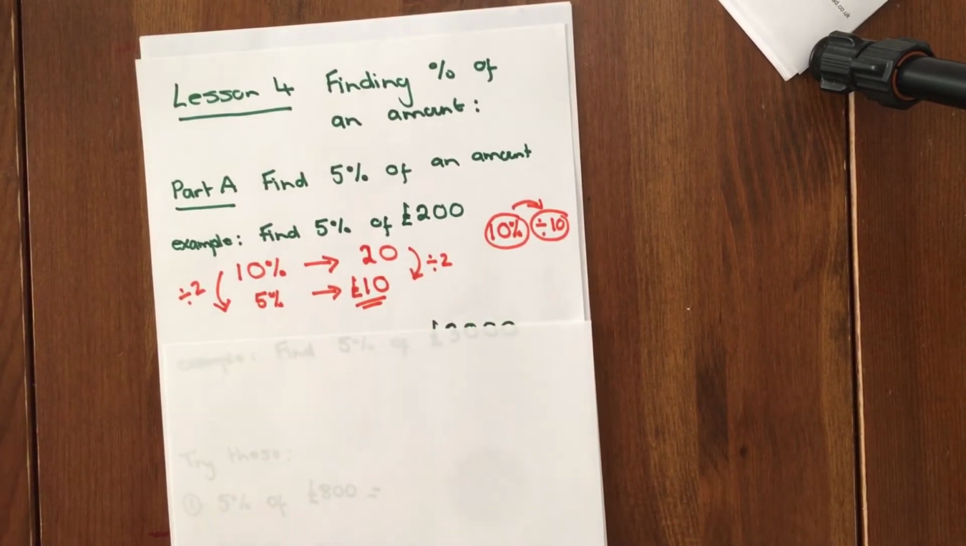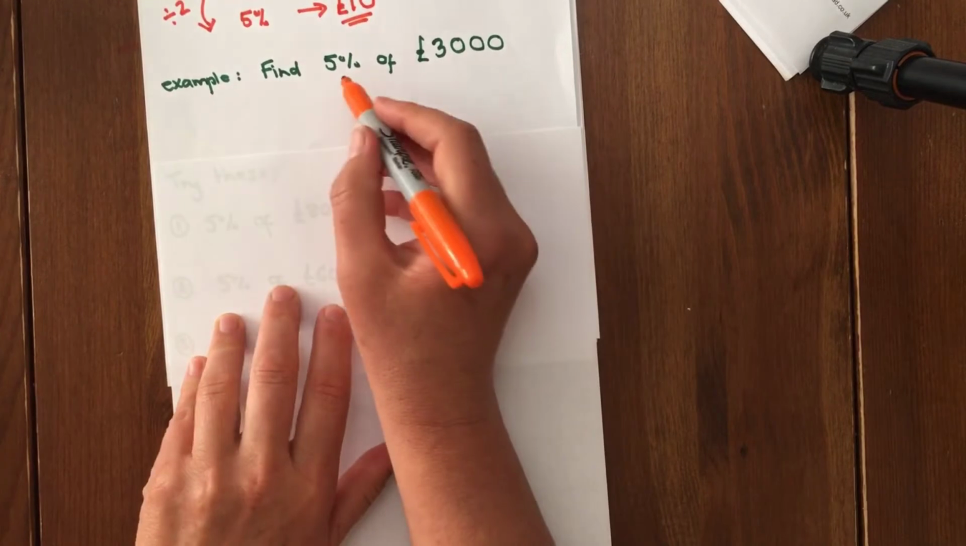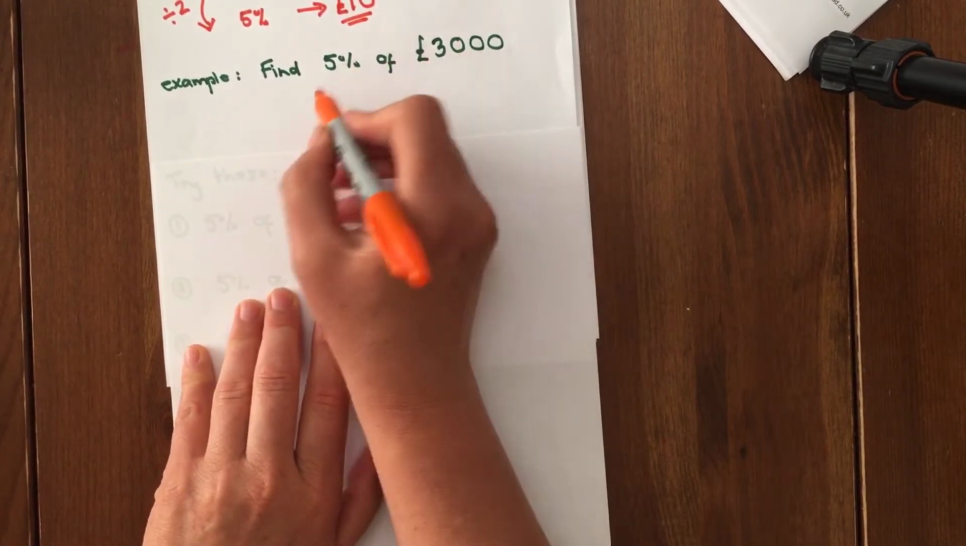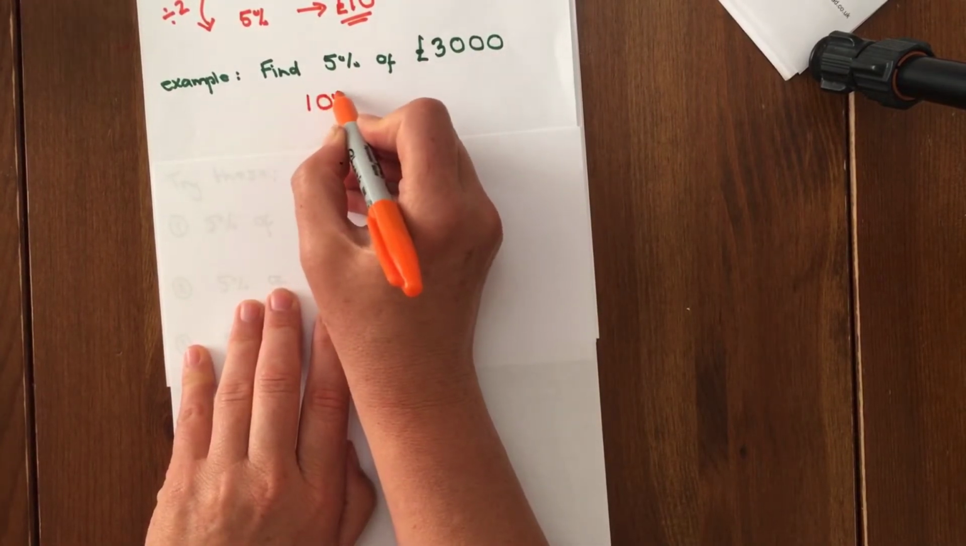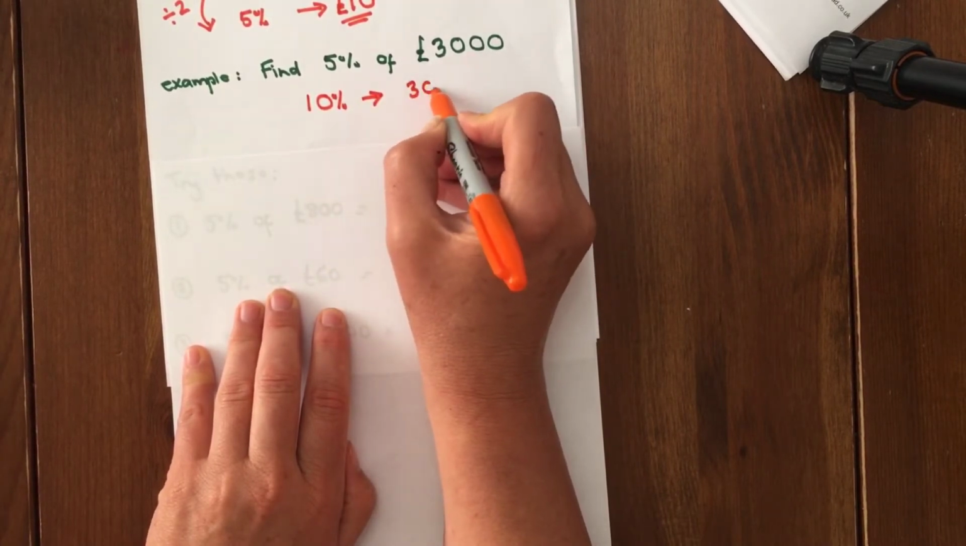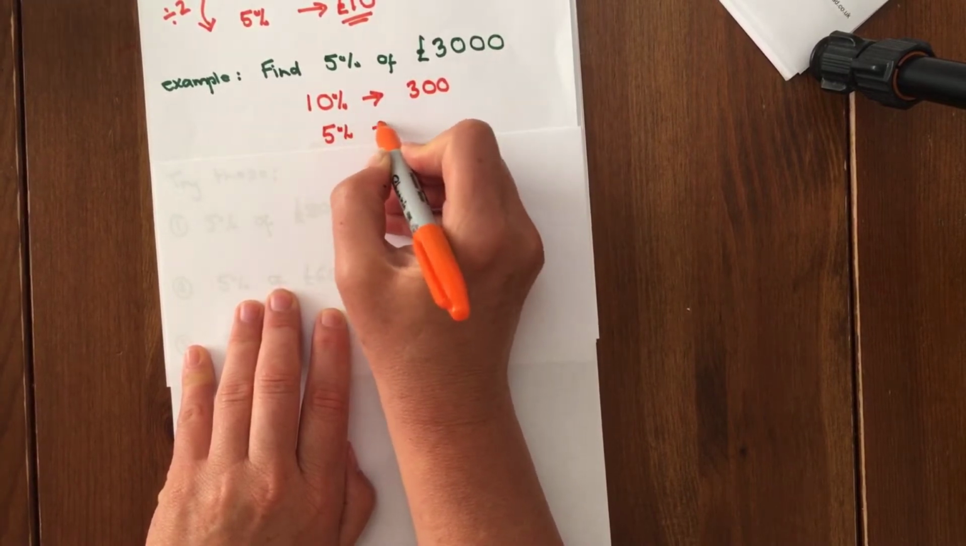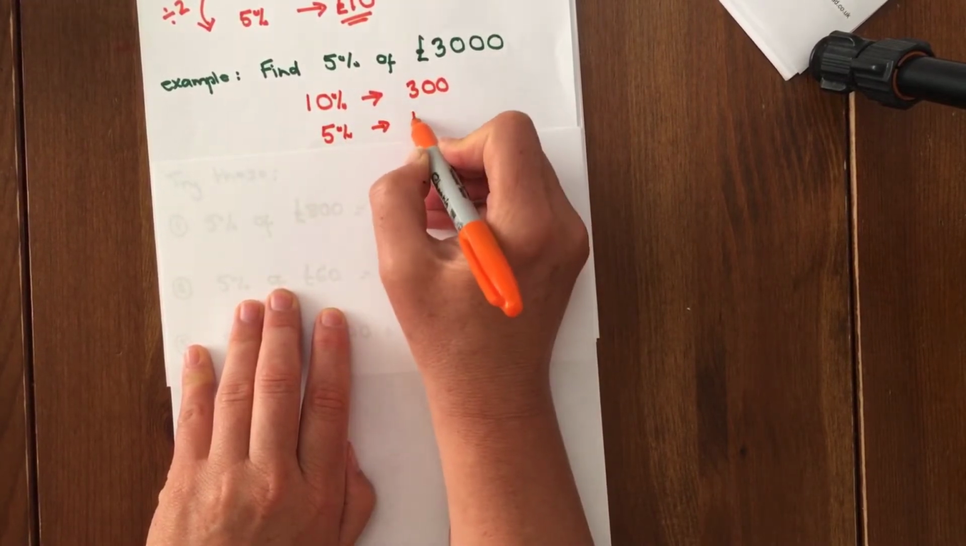Right, okay, so let's have a go at one more of those before you do some on your own. Let's find 5% of 3,000. Well, we start off by finding 10%. To find 10%, I divide by 10. Now to find 5%, I half my answer.